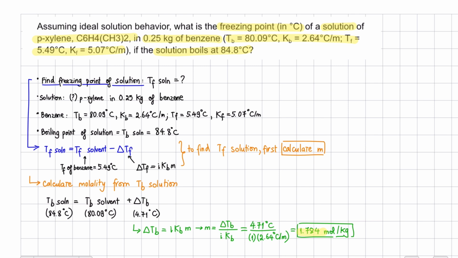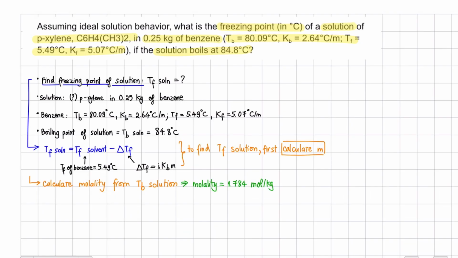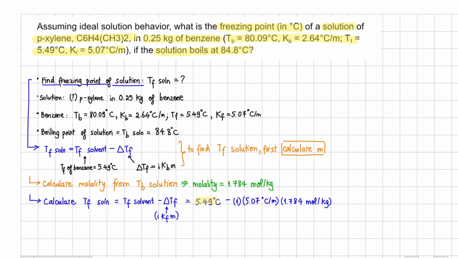1.784 moles per kilogram. Now that we have the molality of the solution being 1.784 moles per kilogram, let's go back and calculate the freezing point of the solution. The formula for the freezing point of the solution, as we discussed earlier, is Tf solvent minus delta Tf. And we know the formula for delta Tf is i times Kf times molality. So now let's substitute numbers in. We'll have 5.49 minus 1 times 5.07 times 1.784 moles per kilogram. That's the molality we calculated earlier.